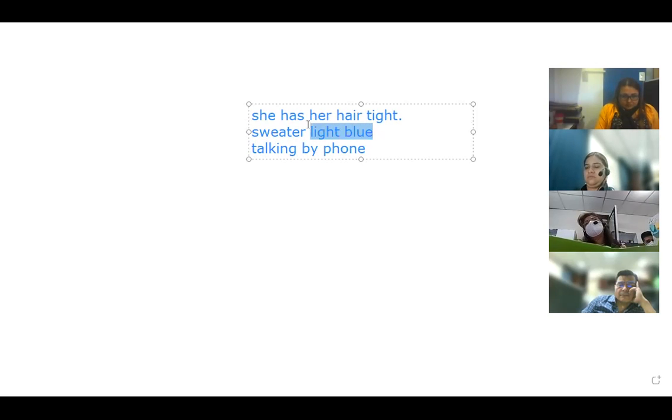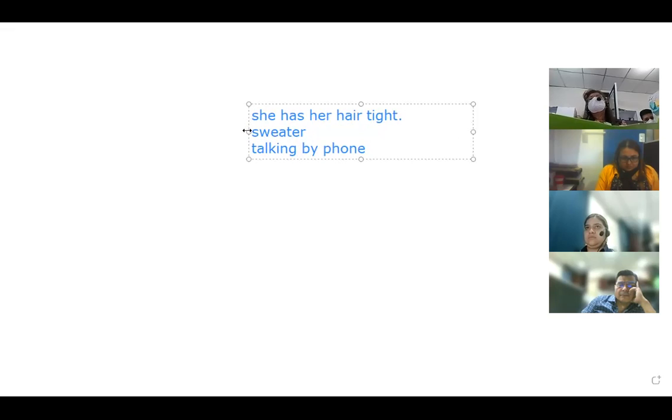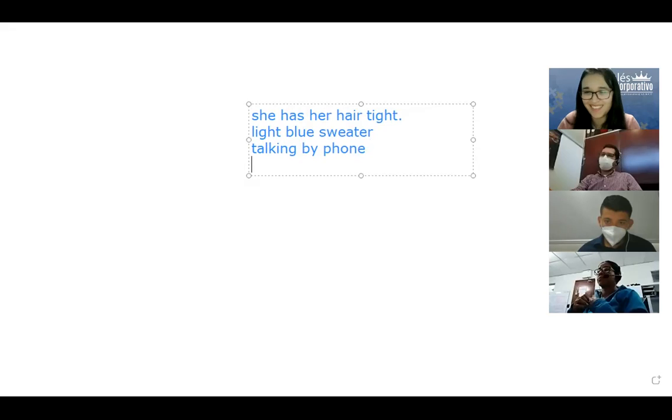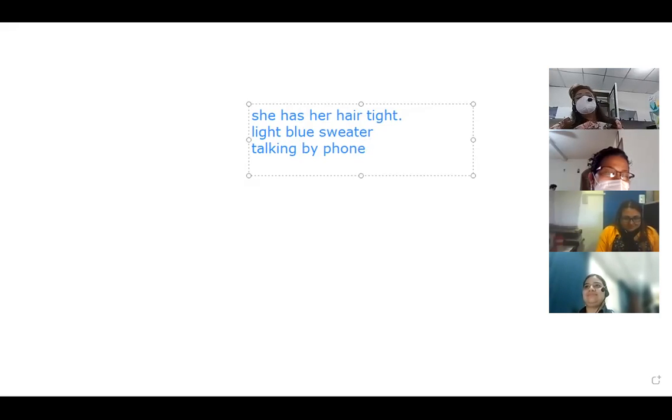Solo recordemos que es she's wearing a light blue sweater, right? Pero van los colores antes de la palabra. Eso sería sweater. She's wearing a light blue sweater, right? Y la otra expression, she's talking by phone right now. Está hablando por teléfono, right? She's talking by phone. Okay, perfect. Yanira, can you please continue? Rita. Oh, I'm sorry, Rita. Okay.